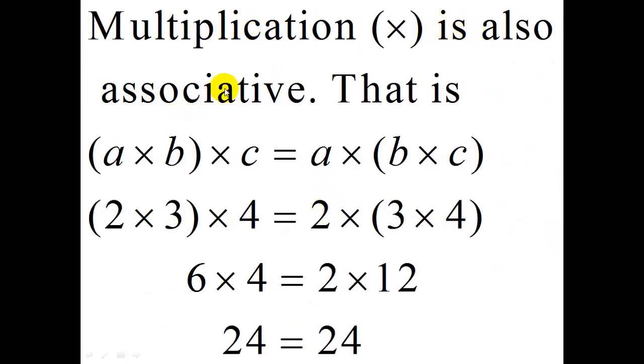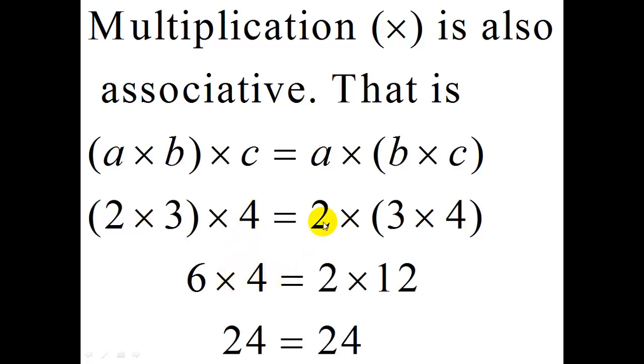Multiplication is also associative. That is, (a times b) times c is equal to a times (b times c). Now, (2 times 3) times 4 is equal to 2 times (3 times 4). Look at the position of the bracket. It's very important. Now, let's solve. Bracket first. So 2 times 3 is giving us 6. So we have 6 times 4.